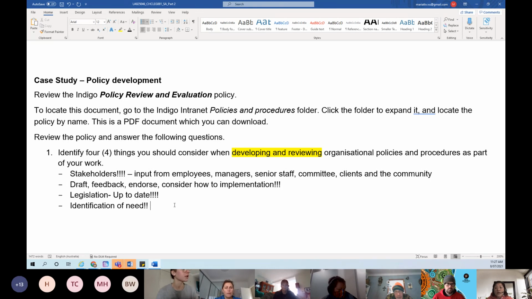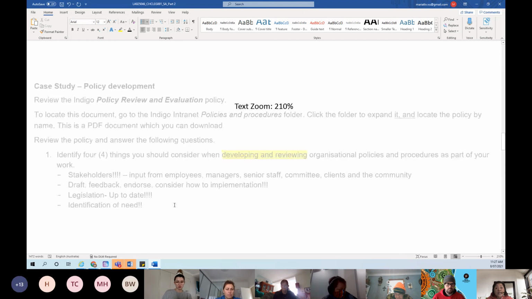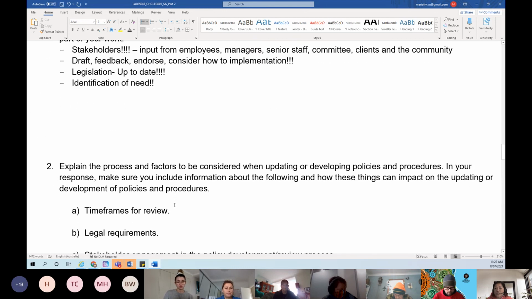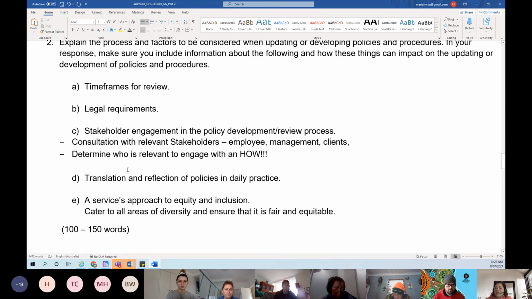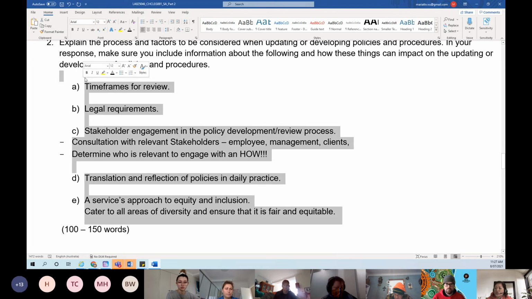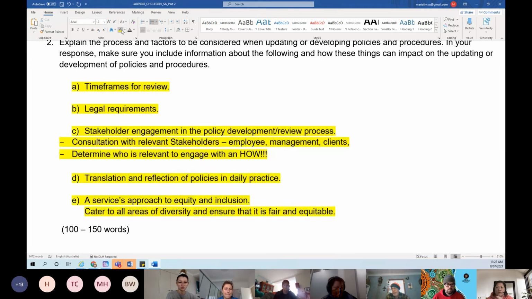No? Okay, the next question, team, is quite similar. Okay, it's quite similar to that question. So this is asking us to explain the process and factors that need to be considered when we're updating a policy. And then they want us to make sure that we include an answer under each one of these categories. Okay, and then the totality of our answer needs to be about 100 to 150 words. So let's unpack this quickly together.